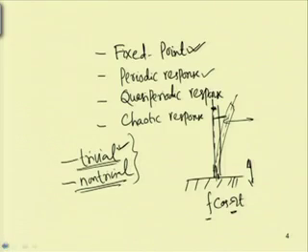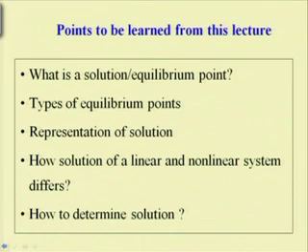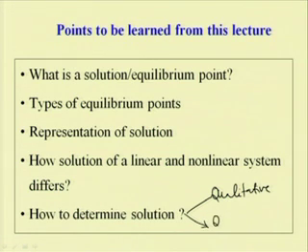So, after knowing about the types of equilibrium point, we should know how to represent these solutions. We can make either a qualitative analysis or quantitative analysis for finding the solutions. How to determine the solution? We can go for a qualitative method or we can go for a quantitative method for finding the solution.